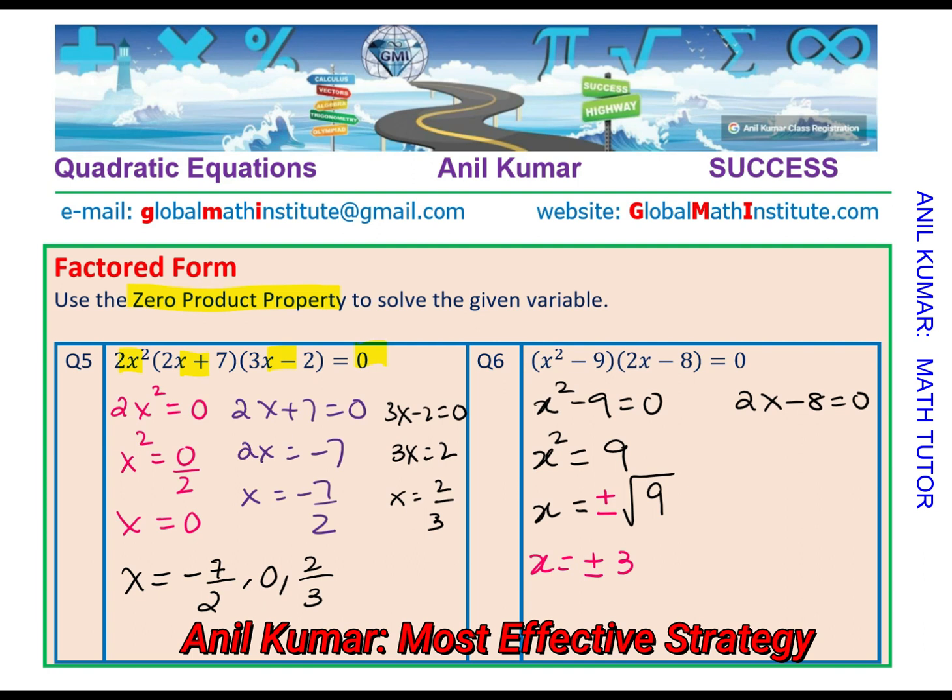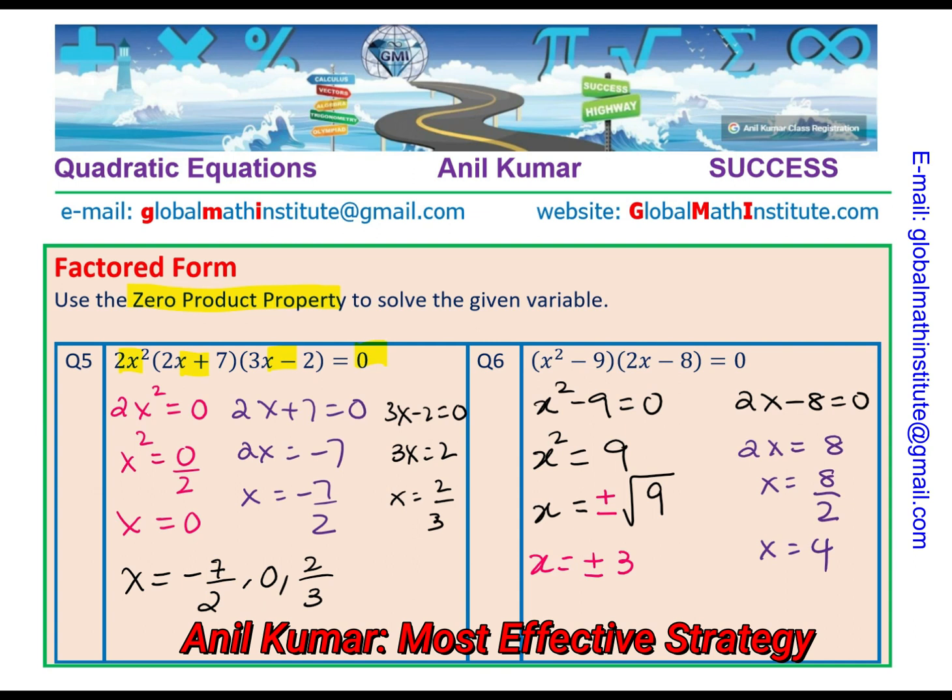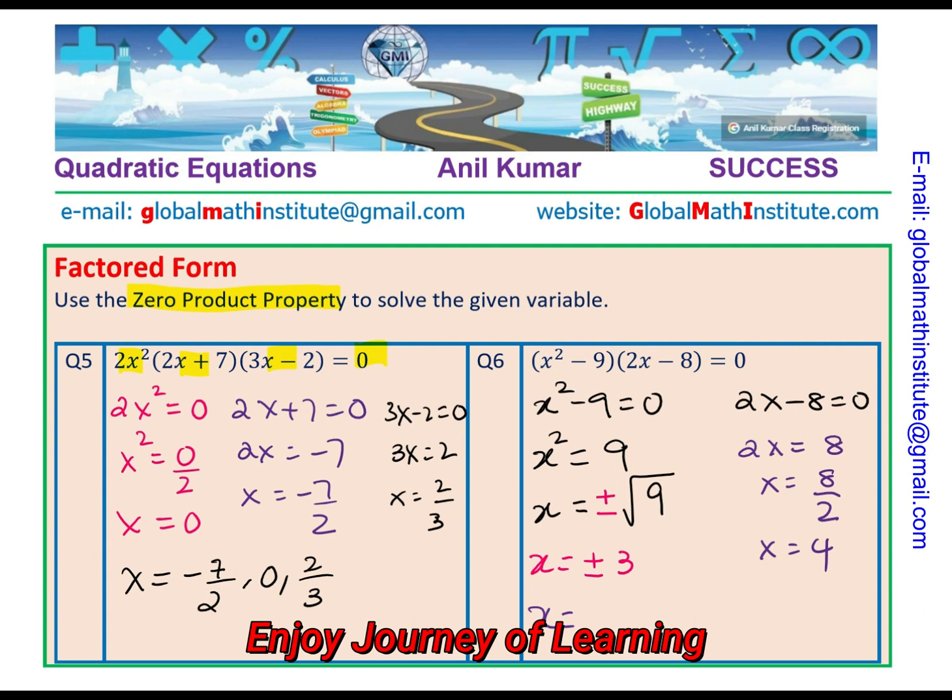So the next one here, 2x minus 8. We'll take 8 to the other side and divide by 2, right? 8 divided by 2 is 4. So we get our solution x equals 4. So this equation again has 3 solutions, and these 3 are: we could write plus or minus 3, or if you want, write minus 3, plus 3, okay, and 4. So these are the 3 solutions of our last equation.